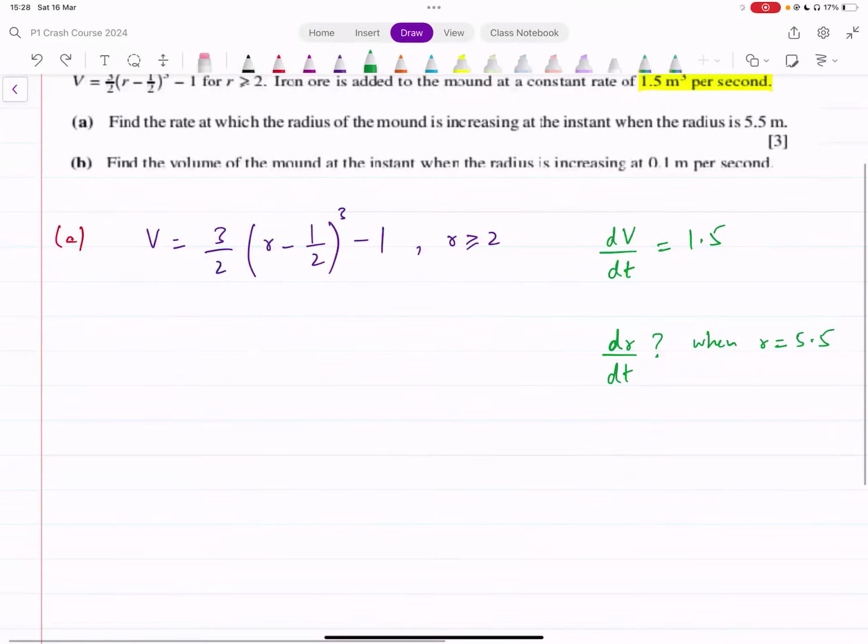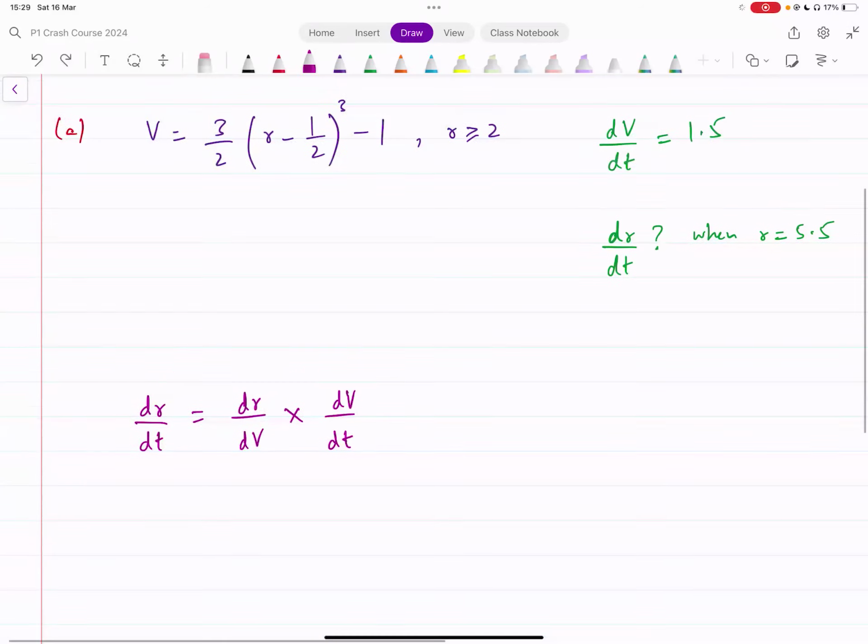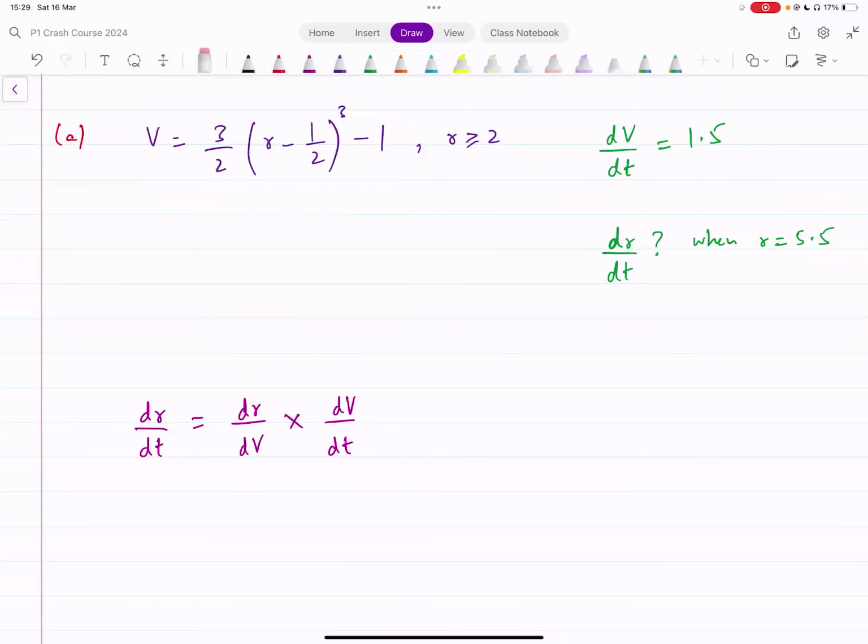Now, first of all, let's make a chain. What do we need to find out? We want to find dr over dt. The chain is going to look like this: dr here, dt here. In the middle, you have the third variable, which is V in this case. So we have dV in the middle. Now, dV over dt is already given. That's 1.5. What about dr over dV? You have V in terms of r here. What you can do is just differentiate it, and that's going to give you dV over dr. Then we can just take the reciprocal of that at the end to input here.